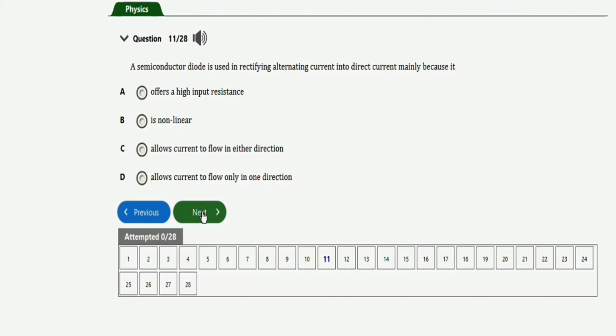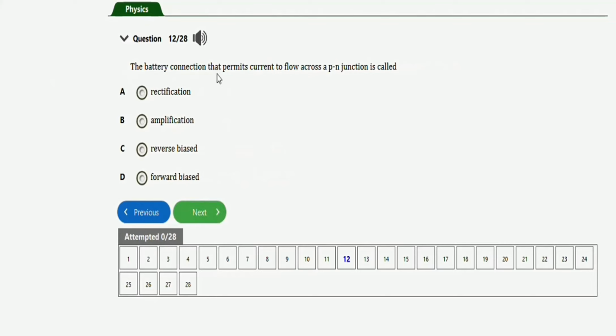Next question will be this one. It says, the battery connection that permits current to flow across a PN junction is called, we have option A, rectification, amplification, reverse bias, forward bias. So the right option here is option D, which is forward bias. Take note of this question as well.